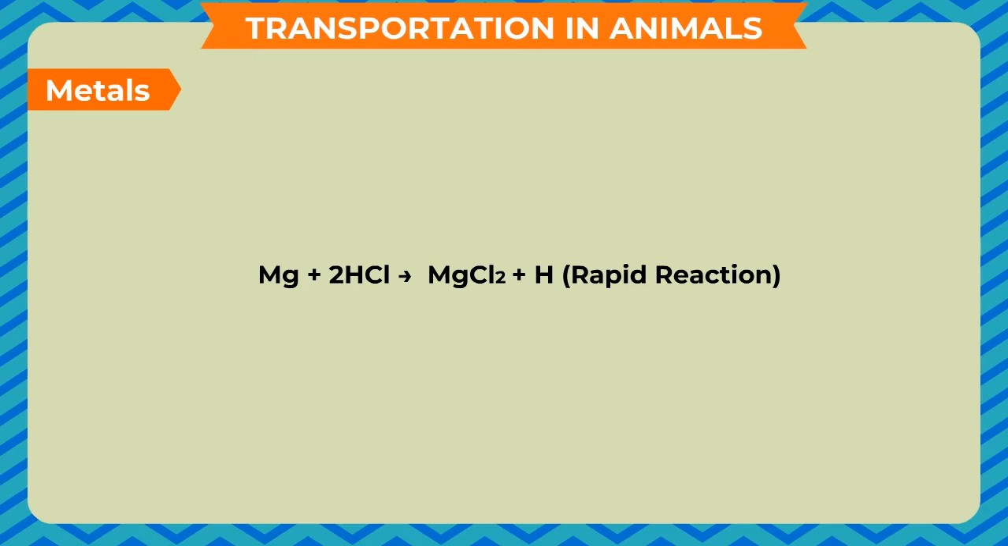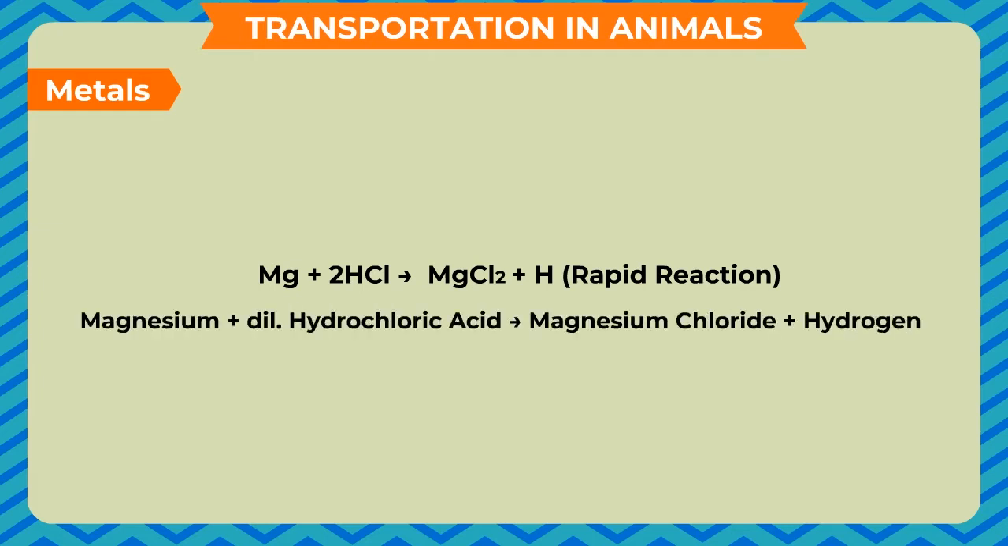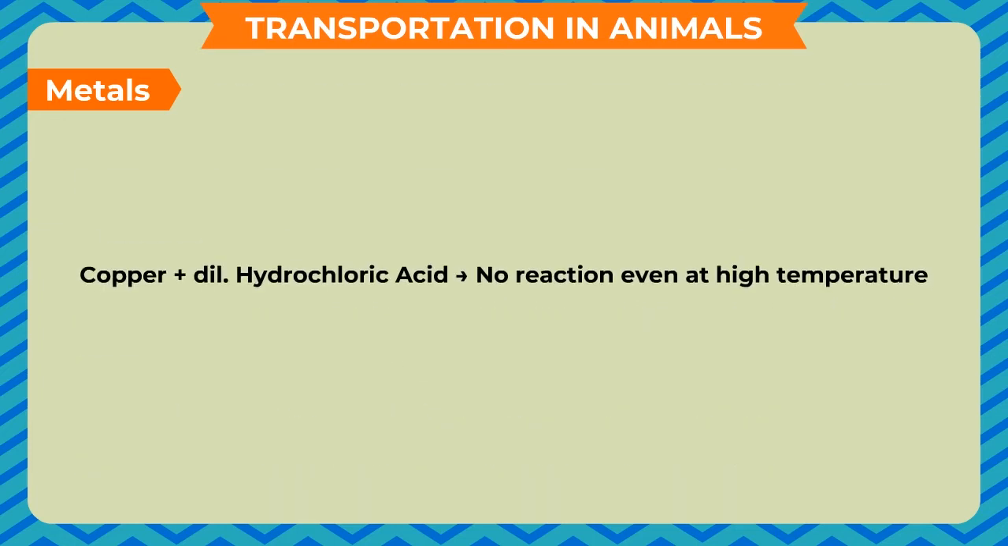Mg plus 2HCl gives MgCl2 plus H2. Rapid reaction. Magnesium plus dilute hydrochloric acid gives magnesium chloride plus hydrogen. Copper plus dilute hydrochloric acid has no reaction even at high temperature.